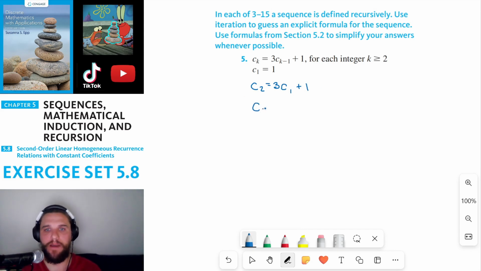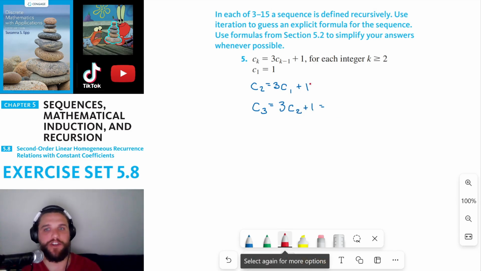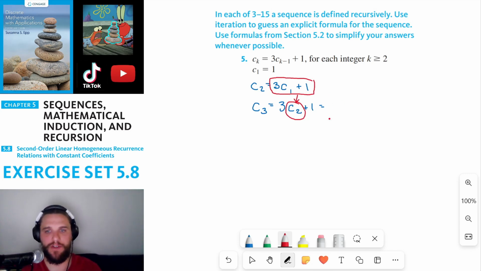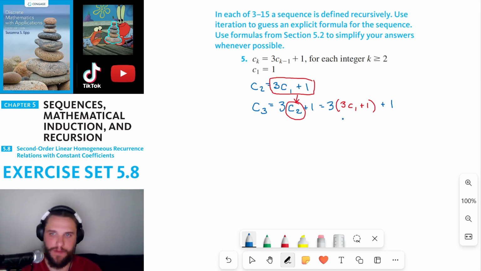Now let's go to c sub 3. c sub 3, according to the recursive definition, is 3 times c sub 2 plus 1. But we want c sub 3 in terms of c sub 1, so we're going to take this expression and substitute that into c sub 2 to get 3 times 3 times c sub 1 plus 1. Now I'm going to distribute this 3. But instead of writing 3 times 3 equals 9, I'm going to write it as 3 squared. So I'm sort of combining factors of 3. So we should write our solution as 3 squared times c sub 1 plus 3 plus 1.